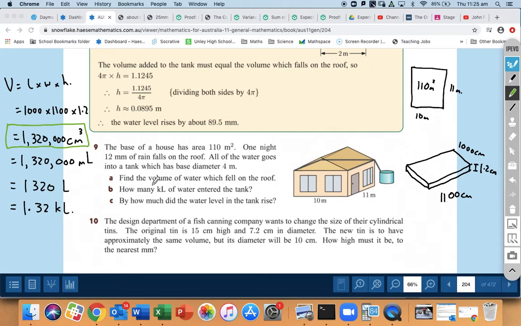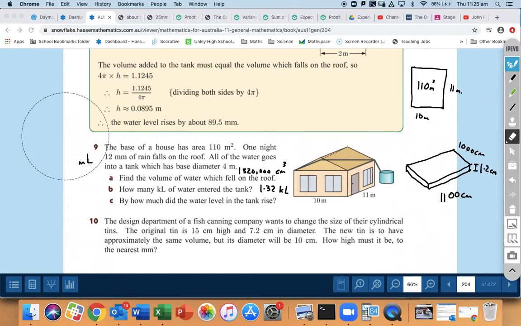And in the next part, how many kilolitres? The answer is here, 1.32. I might just write these answers near. So I said 1,320,000 cubic centimetres. This is the answer to A. And the answer to B, 1.32 kilolitres. I could have reported this volume in cubic metres. It would be 1.32. Remember, a kilolitre is equivalent to a cubic metre. In fact, we might use that in the next part of the question.